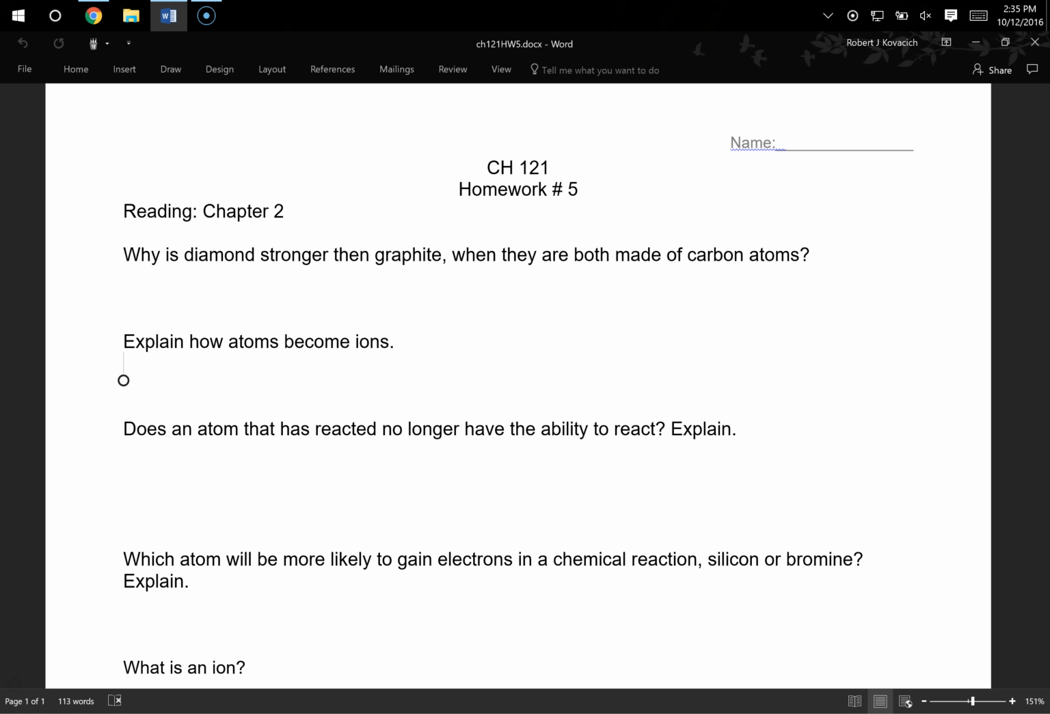Okay, so which one of these things is stronger and why? Why is the diamond stronger than the graphite? Because the way that its bond formed is like 3D and it's not 2D with both sides. And the graphite? 2D, so it's just like sheets of graphite.